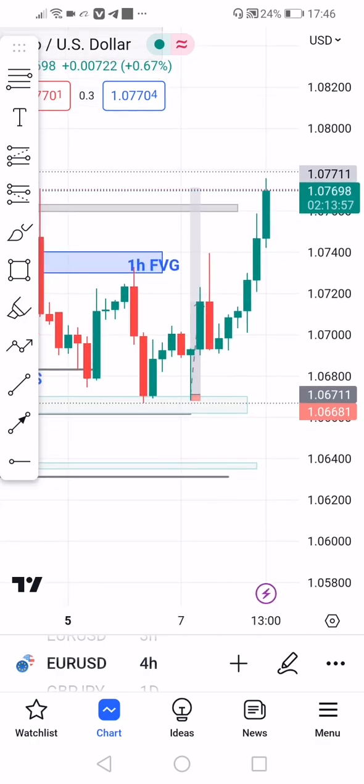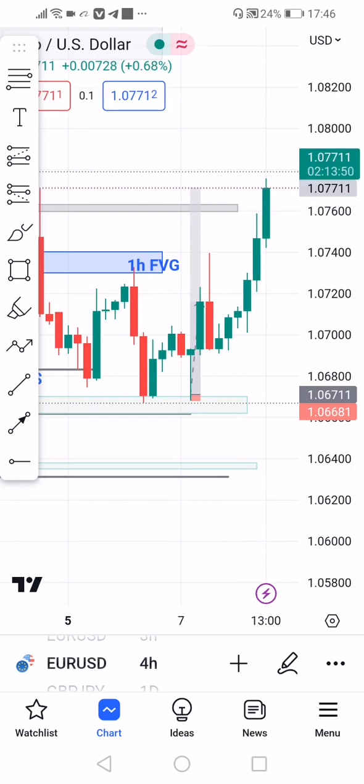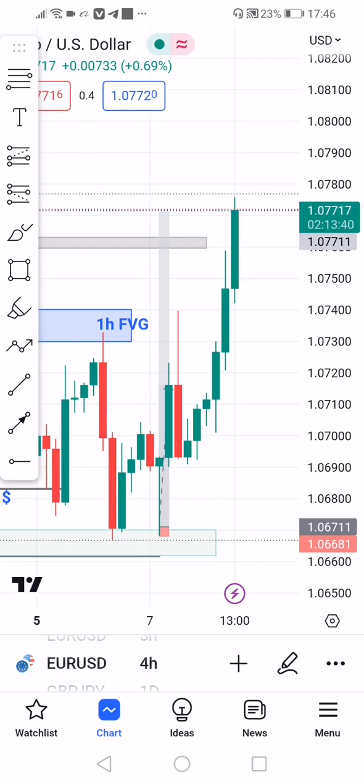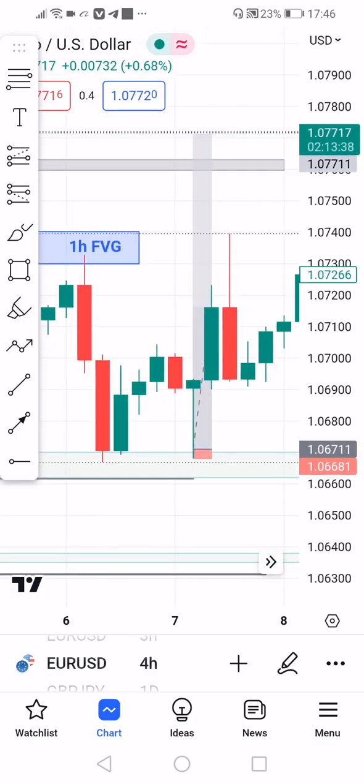And I was seriously observing price here. This was yesterday, remember, I was observing price from here. I think it was Wednesday here. It was yesterday, and I was seriously observing price.